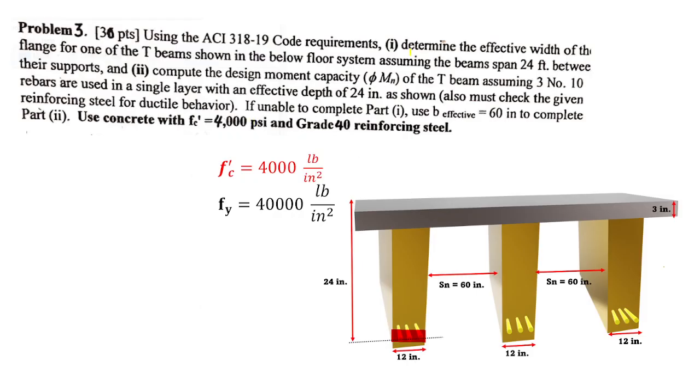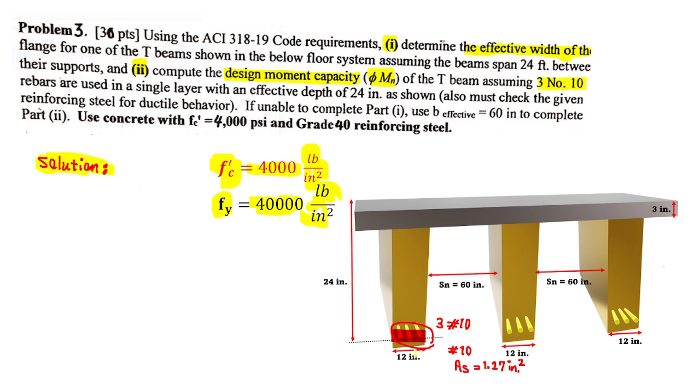So in this problem, in part A, we want to determine the effective depth of the below section, and in part B we want to compute the design moment capacity, which is phi times Mn. Provided f'c, the specified strength of concrete, is 4,000 pounds per square inch, and grade 40 steel, which has a yield strength of 40,000 pounds per square inch. So let's see how we can solve the problem.